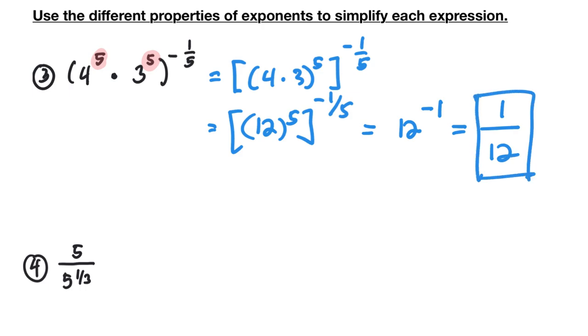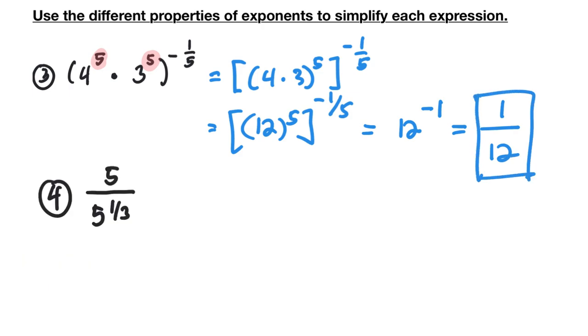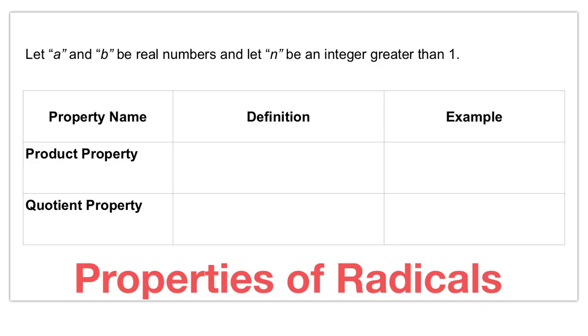Okay, that's the answer. Let's look at the next one. That's going to be 5 divided by 5 raised to 1 over 3. Now, the exponent in here is automatically 1. So let's do that: 5 raised to 1 minus 1 over 3. And that's going to give you 5 raised to 2 over 3. That's the simplified form.